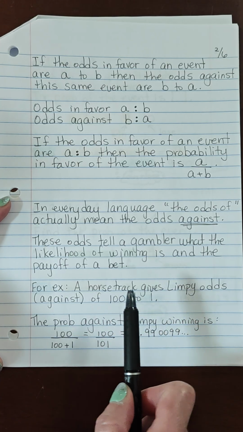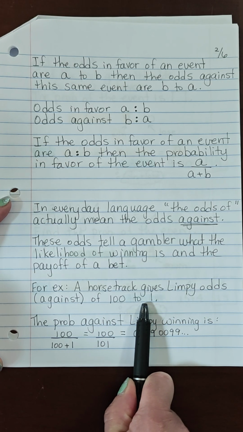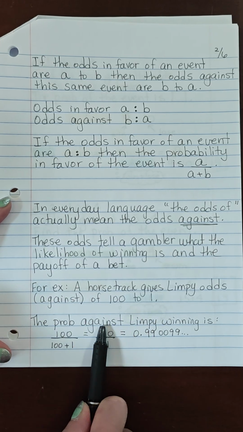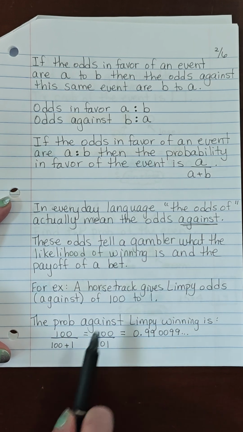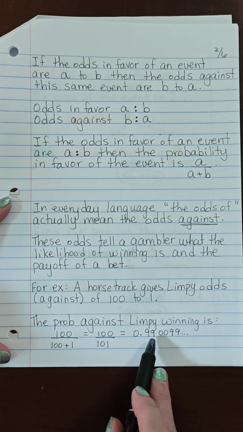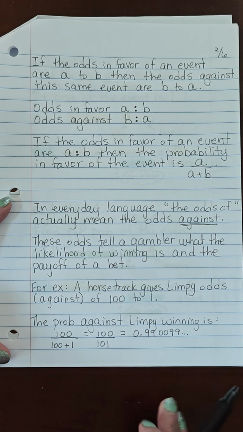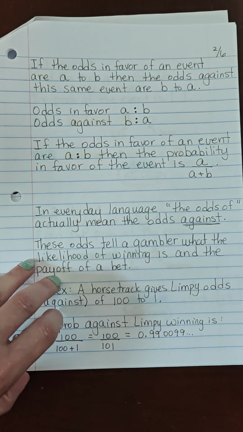That means that Limpy the horse here is 100 times more likely to lose than to win. The probability against Limpy winning is 100 out of 100 plus 1. So it's this formula up here, which is 100 divided by 101, or 0.99. That's a 99% chance that Limpy is not going to pull out the win for us.